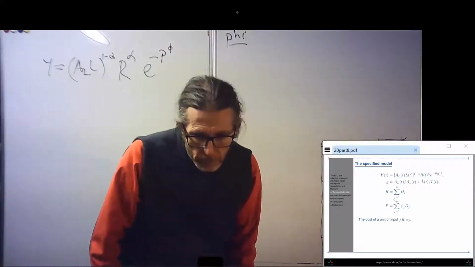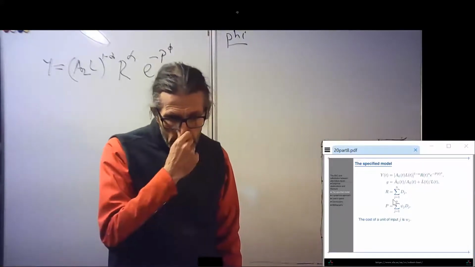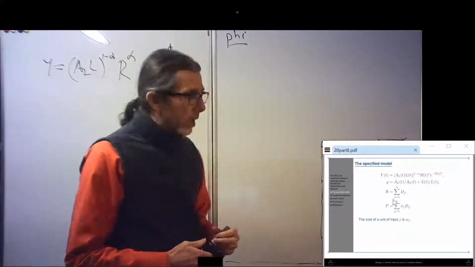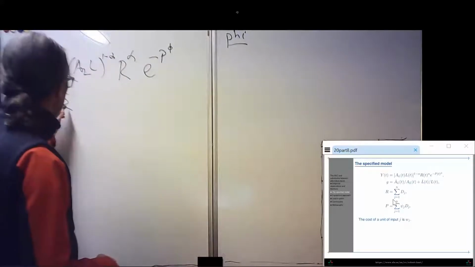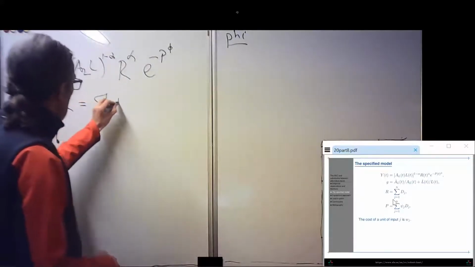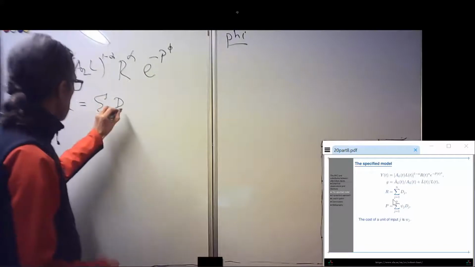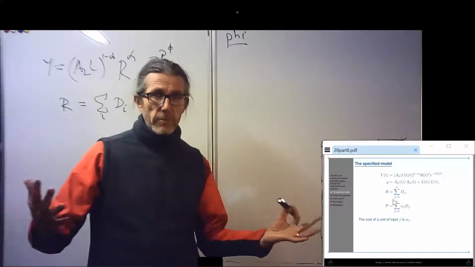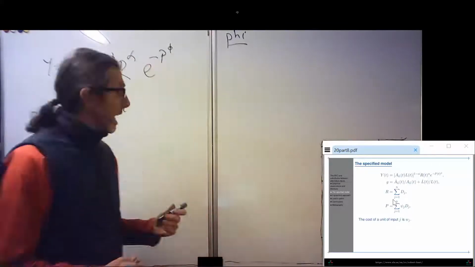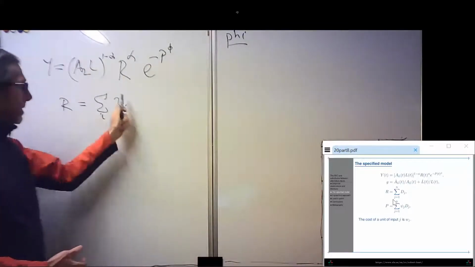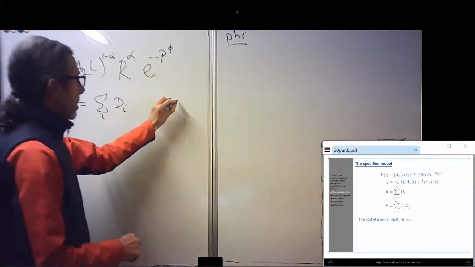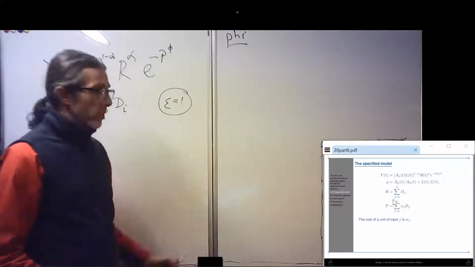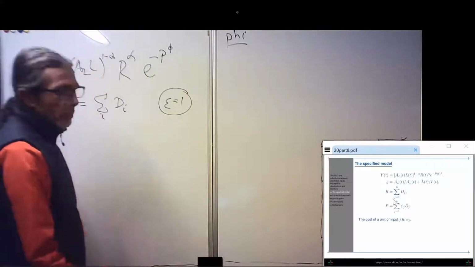Okie doke. And then we've got some growth going on exogenously. And what have we got? We've got R is just the sum of some D's. So what are the D's? The D's are alternative resource inputs, and they're perfectly substitutable. So it's like epsilon is 1 in our CES model. Yep, they're perfect substitutes. We just add them up.